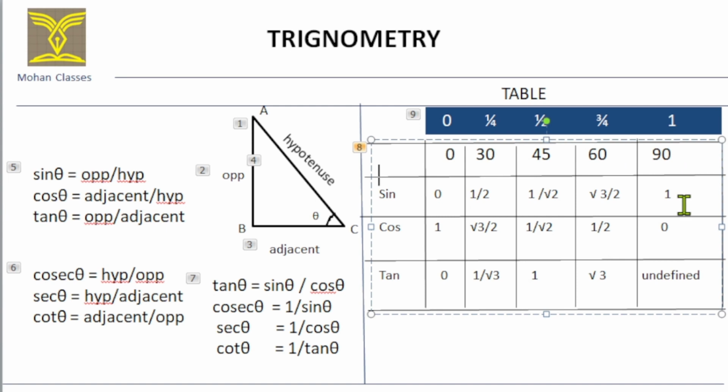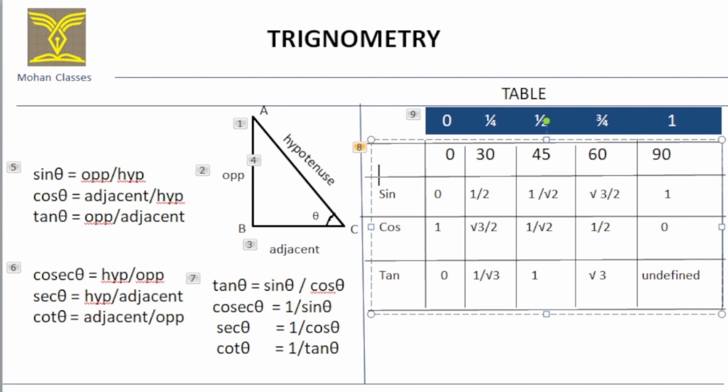If you write the above values in reverse order, cos 0 is 1, cos 30 is root 3 by 2, cos 45 is 1 by root 2, cos 60 is 1 by 2, cos 90 is 0. What is tan? Tan is nothing but sine divided by cos. So 0 divided by 1 is 0, 1 by 2 divided by root 3 by 2 is 1 by root 3, 1 by root 2 divided by 1 by root 2 is 1, root 3 by 2 divided by 1 by 2 is root 3, and 1 divided by 0 is undefined, because division by 0 is not possible to define. Therefore, it is undefined.